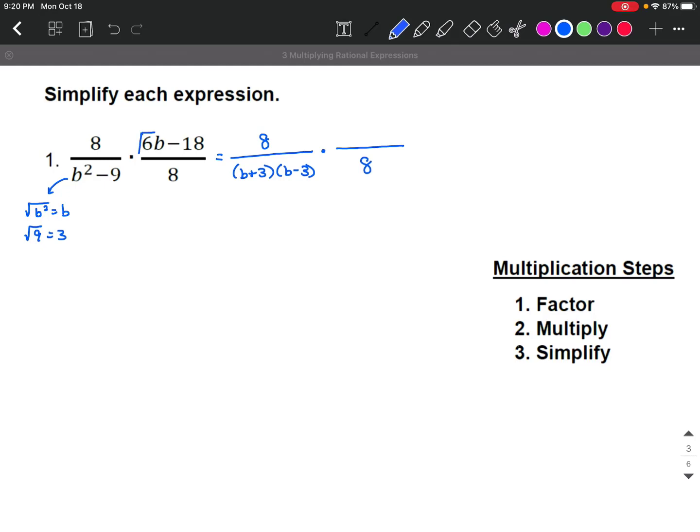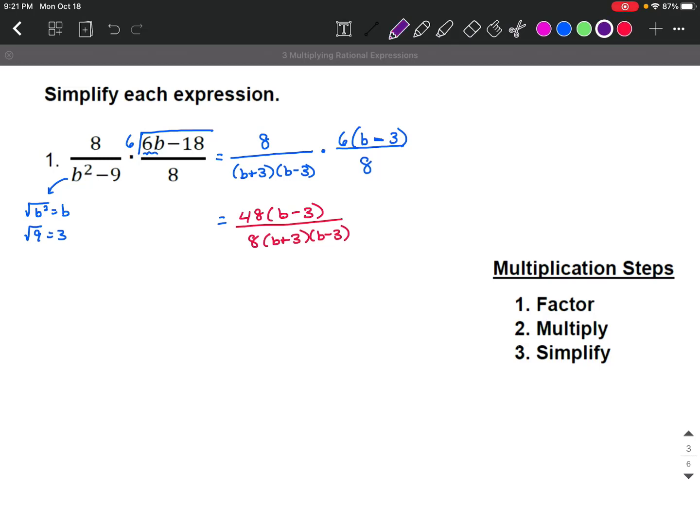But in the top, what goes into 6 and 18? That would be 6. So I'm going to write that 6. Now 6b divided by 6 leaves me with a b, minus 18 divided by 6 leaves me with a 3. Now I'm going to take everything I have, everything in the top. 8 times 6 is 48. Keep the b minus 3. In the bottom, I've got a b plus 3, a b minus 3. I'm going to put the 8 up front because I always put numbers up front.